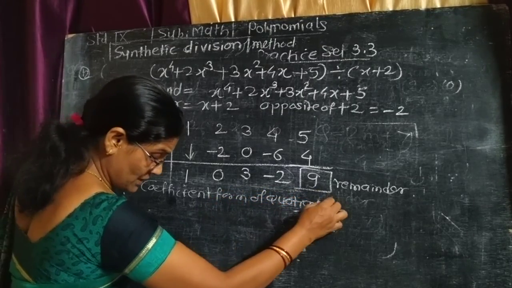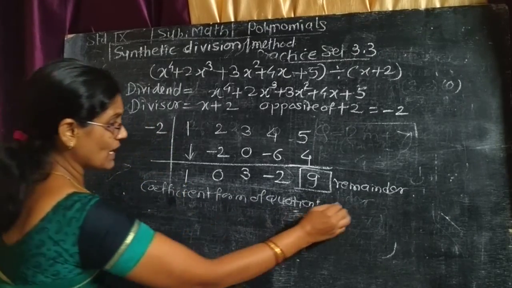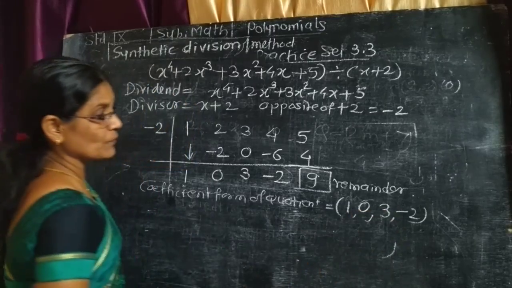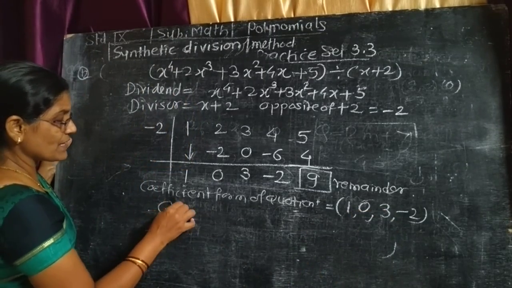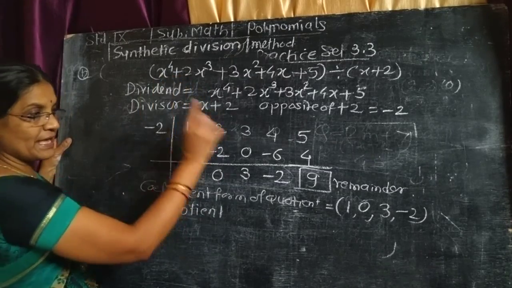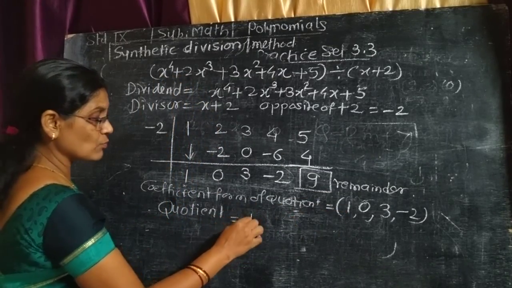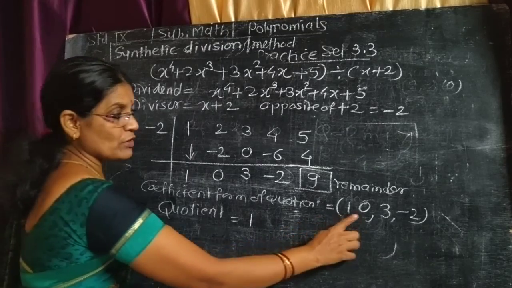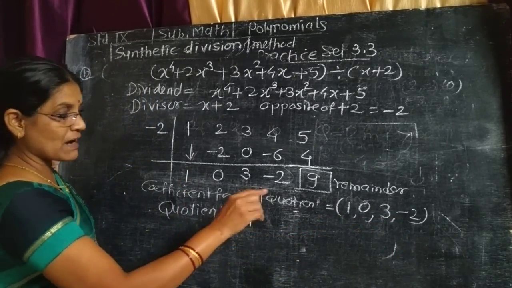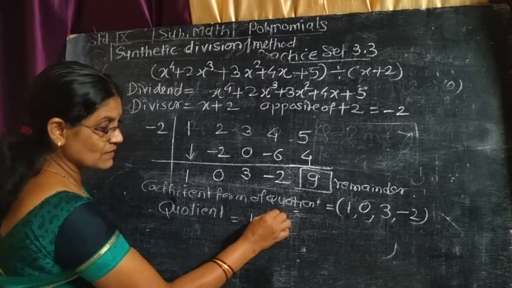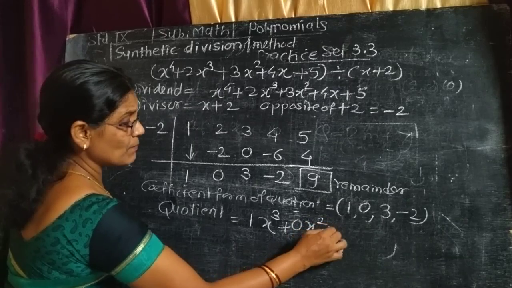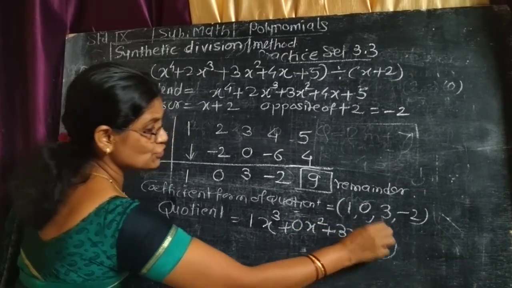Coefficient form of quotient. We write down that 1, 0, 3, minus 2. That's why, by using the variable x, we have to use variable x to this coefficient 1. Here total terms are 4, reduced by 1 means power is 3. 4 minus 1, power is 3. Plus 0x square plus 3x minus 2.